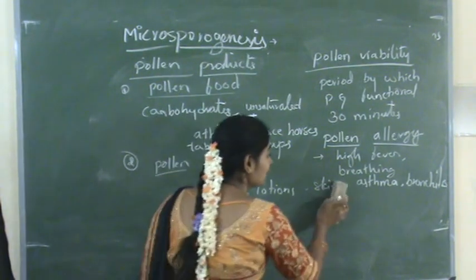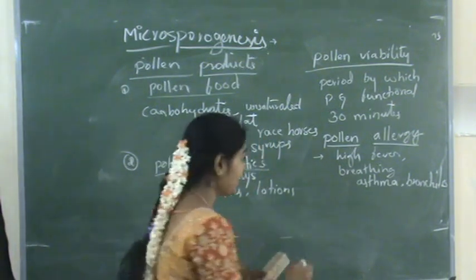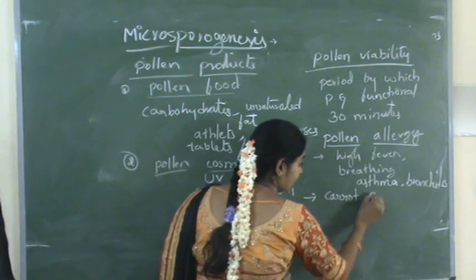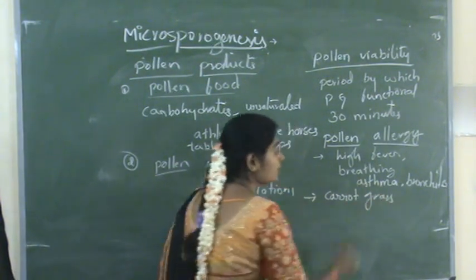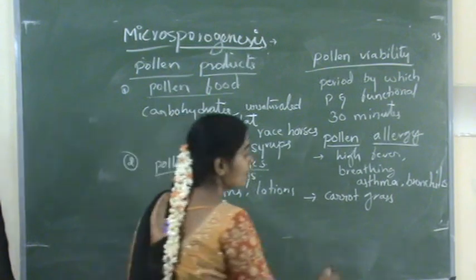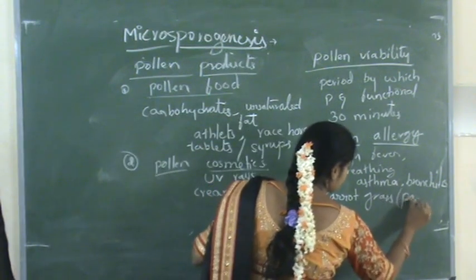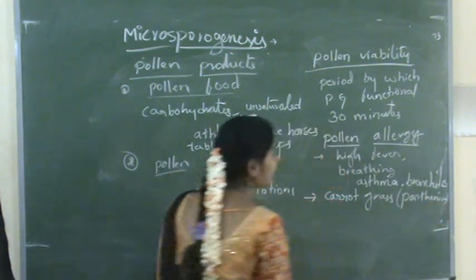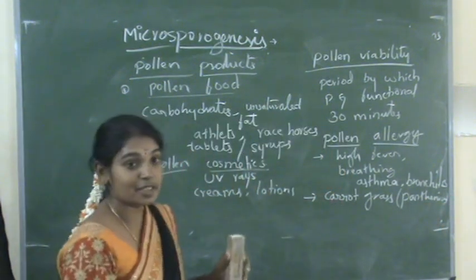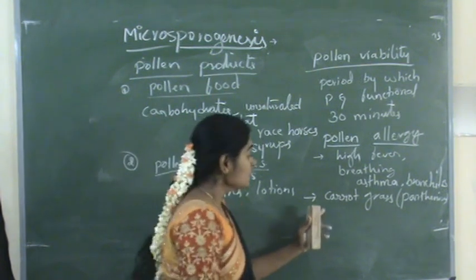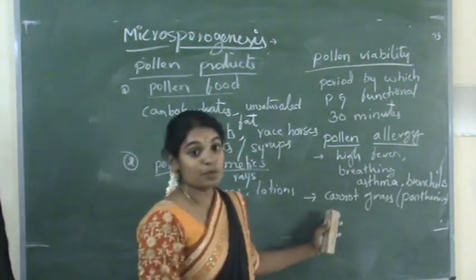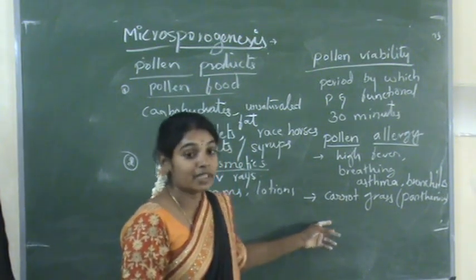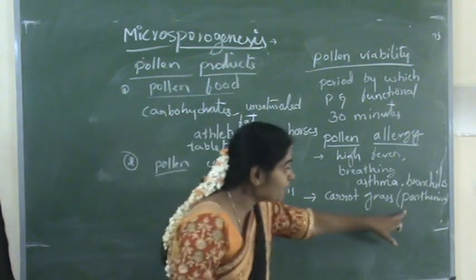Especially carrot grass, there is one plant, it is a well-known plant. Carrot grass, scientifically known as Parthenium, and vernacularly in these areas it is called the Congress plant. By pollen grains of this carrot grass plant, we easily get allergies. So that is Parthenium.